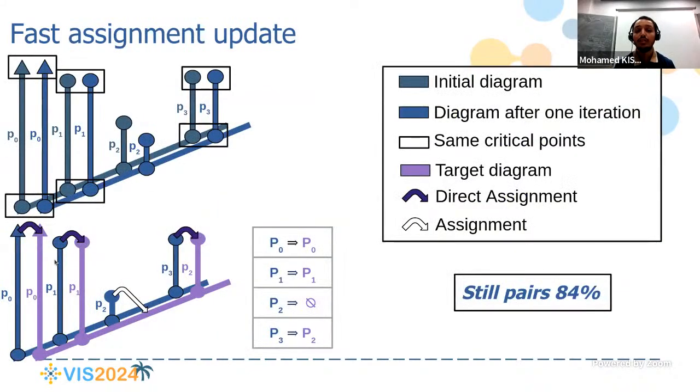The other step in the algorithm is the assignment optimization between the diagram of our data and the target diagram.